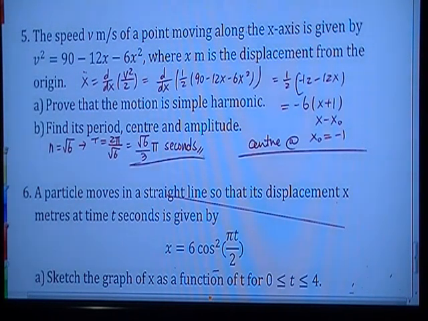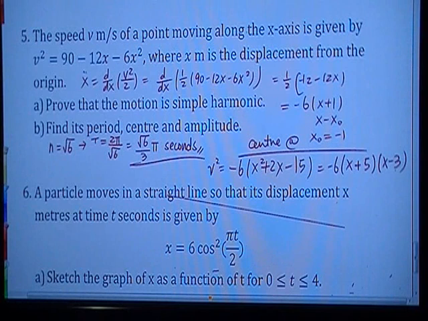And for amplitude, same thing as above. So v squared equals whatever it is. We'll factorize it. 6 comes out of everything. V squared equals minus 6 times x squared plus 2x minus 15, which is equal to minus 6 times x plus 5 times x minus 3. And that has to be greater than or equal to 0, right?